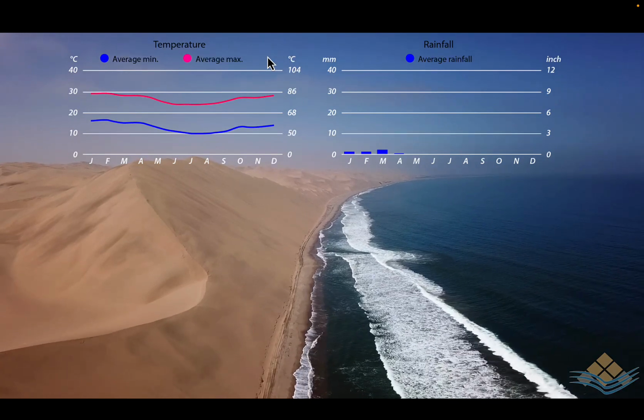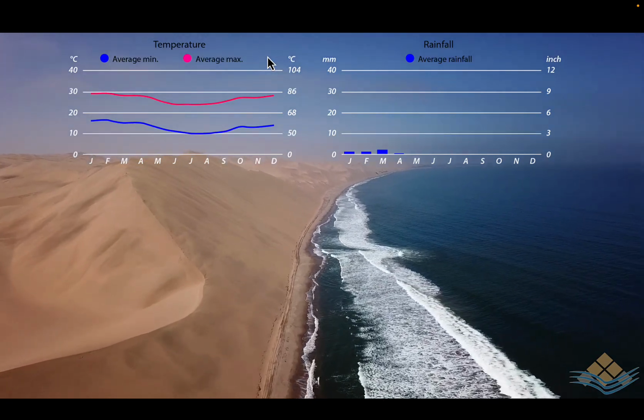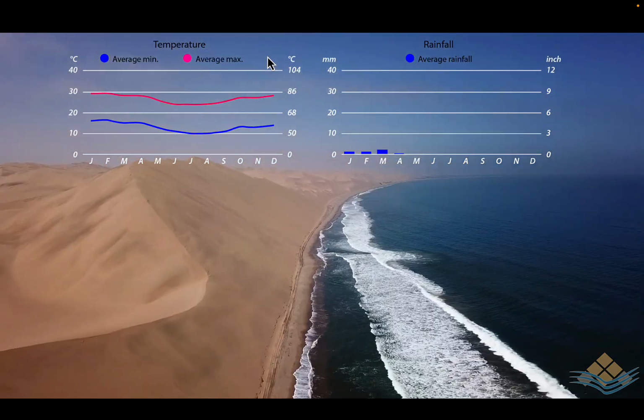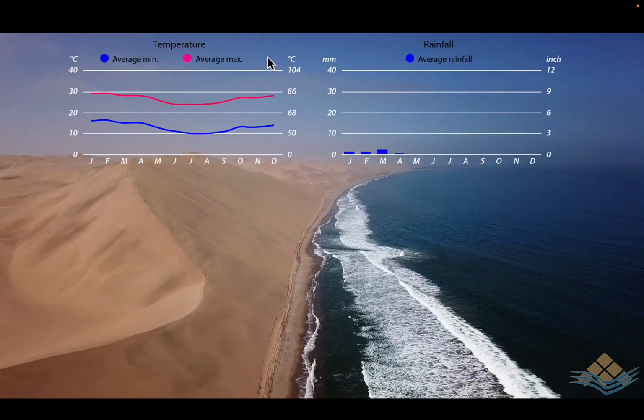The Namib is a good example of a zone of upwelling, where as we go into the Namib, you can see in these temperature and rainfall plots, there's not a lot of rain.